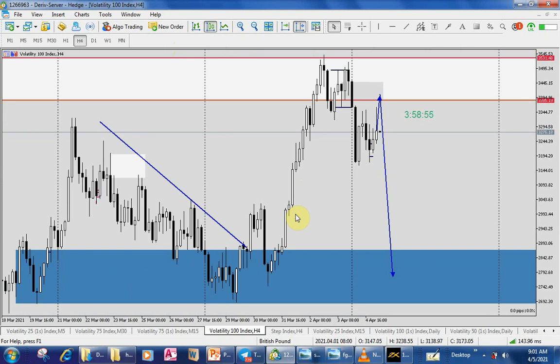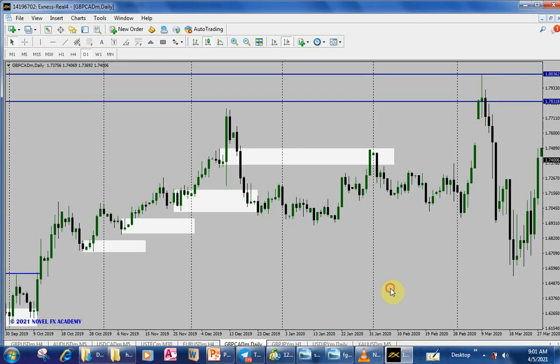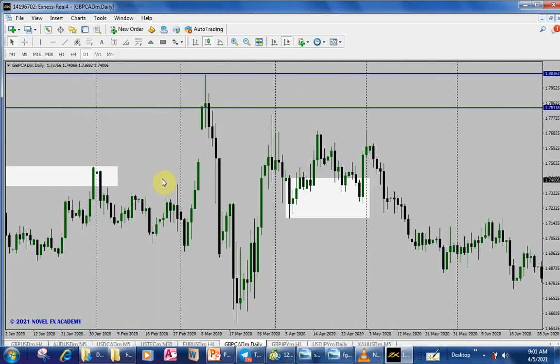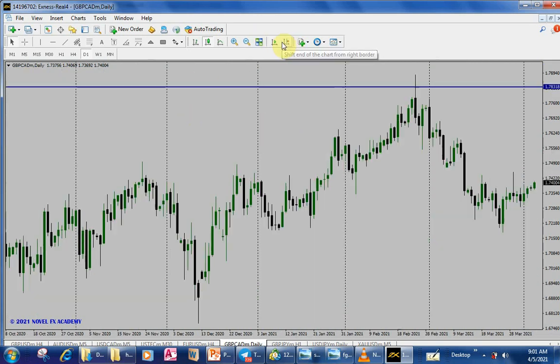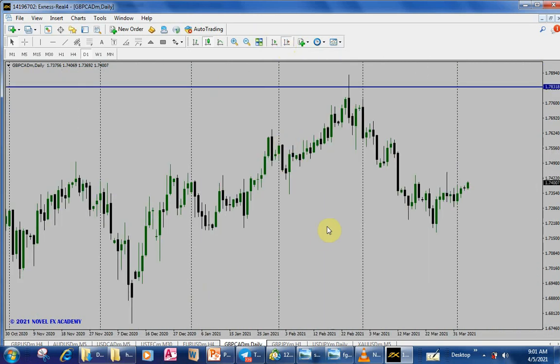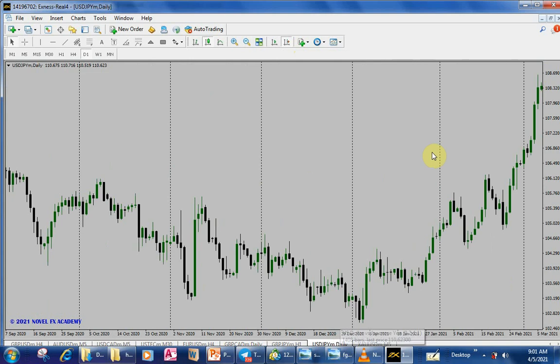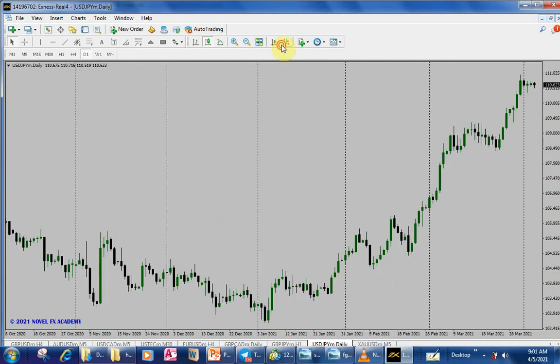Does this get clearer? I hope this is very clear, and this is a pinpoint. It's very, very precise. Okay, let me take us on a tour on USD JPY.